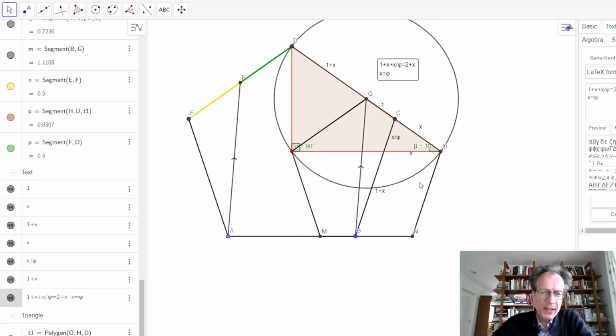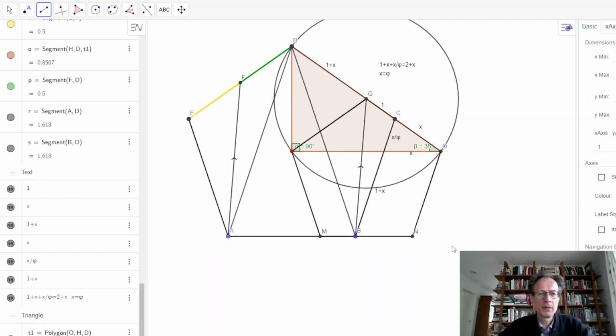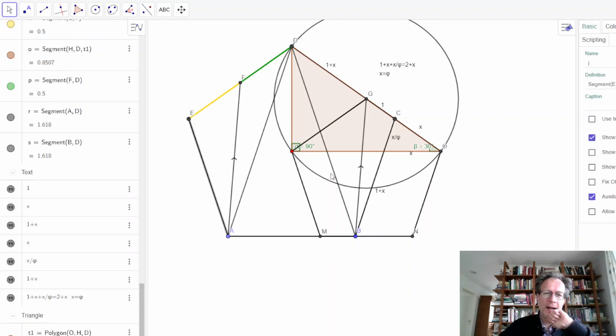Now, why did we go to all this trouble to find those lengths? Well, let's draw 2 line segments. One from here to here and one from here to here within the large pentagon. First of all, this line segment is parallel to this line segment. Yeah, that's inside the large pentagon, and you know that these are parallel.